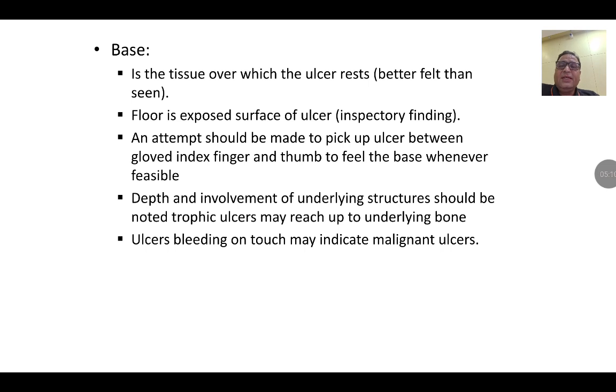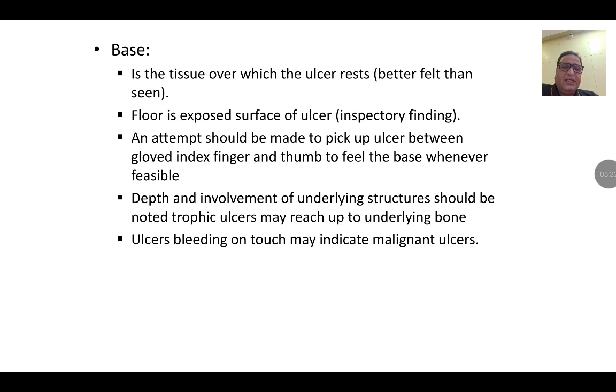Base. Base is the tissue over which the ulcer rests, better felt than seen. It is a palpatory finding. Floor is the exposed surface of the ulcer, that is an inspectory finding. An attempt should be made to pick up the ulcer between the gloved index finger and the thumb to feel the base whenever feasible. Depth and involvement of underlying structure should be noted.